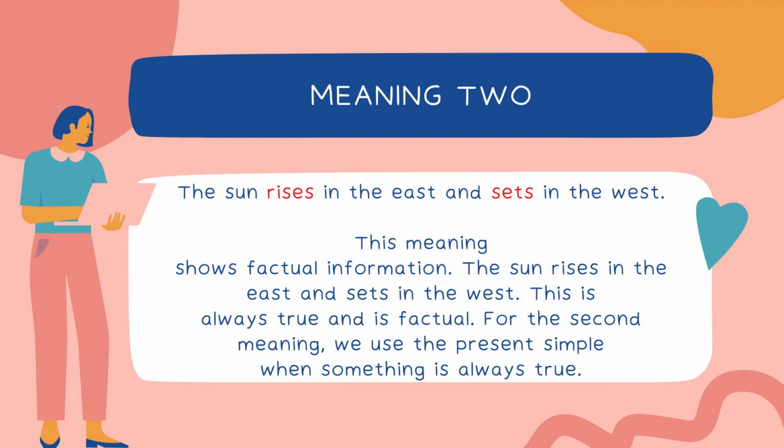For the second meaning, we use the present simple when something is always true. The sun rises in the east and sets in the west. This is always true. It's not going to change. So we use the present simple tense.